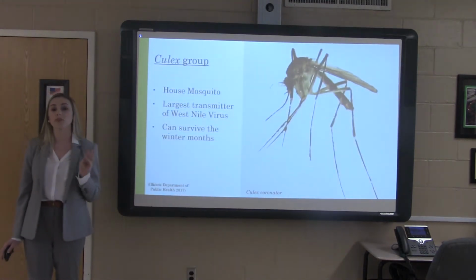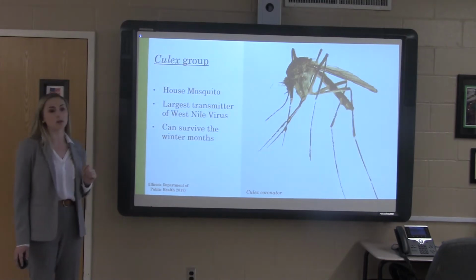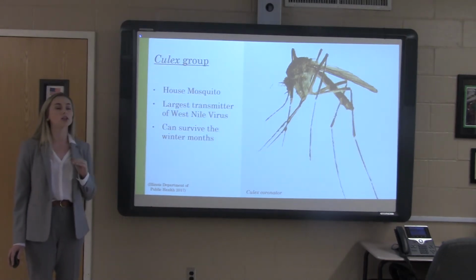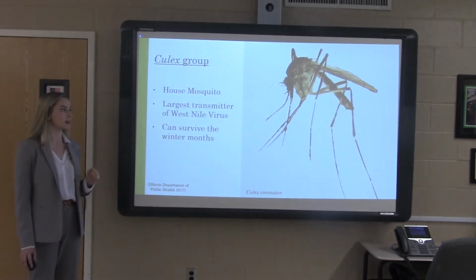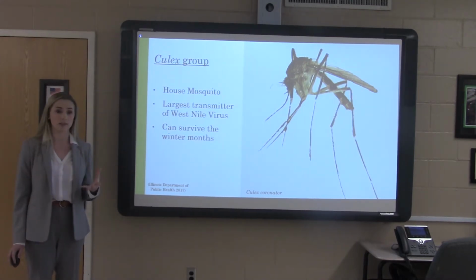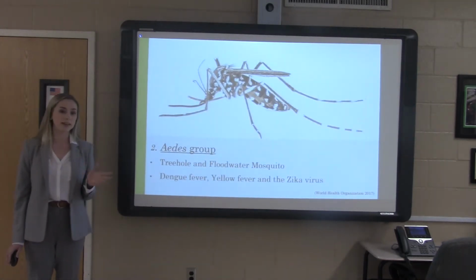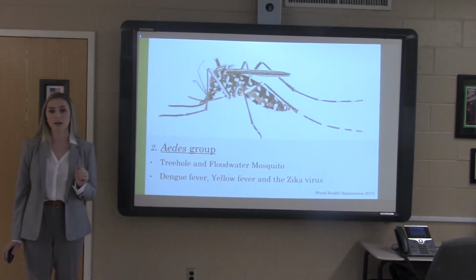So I'm going to show you the 3 different types of genus species just so you see how close to home they are. The first is the Culex group, which is the house mosquito. It is the largest transmitter of West Nile virus. An interesting fact is that it can survive the winter months, so it's not just a summer pest. Next is the Aedes group, and this would be the tree hole and floodwater mosquito. They're most responsible for dengue fever, yellow fever, and the Zika virus.